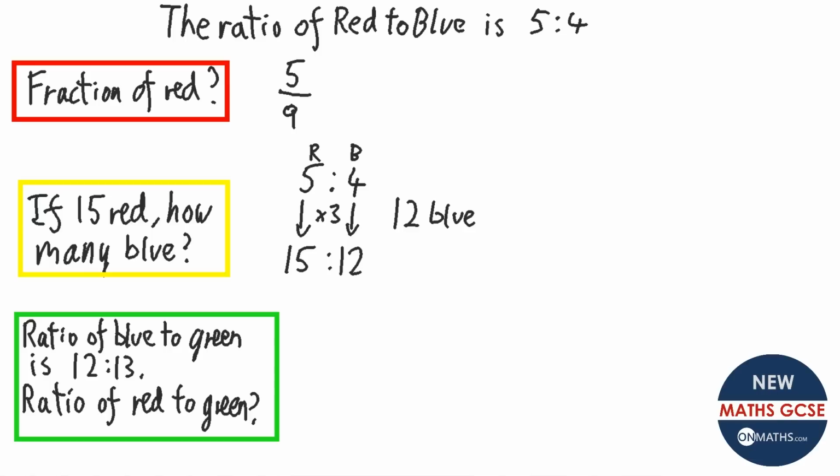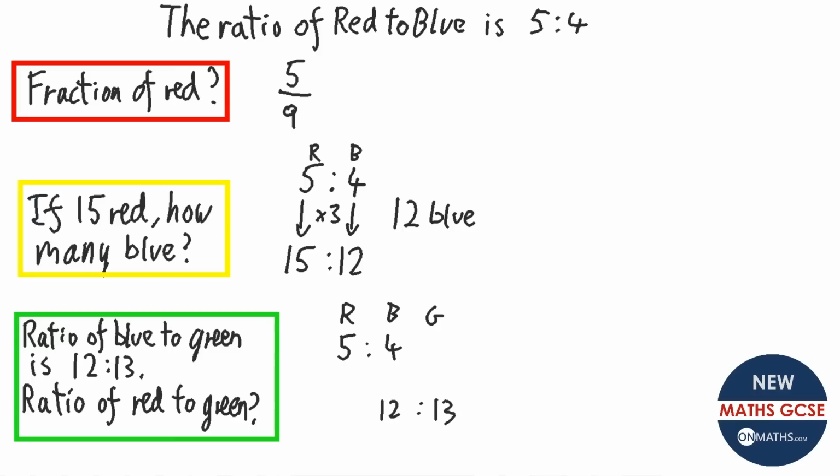It says the ratio of blue to green. Now we've not heard about this green before, but all we know is that the ratio of blue to green is 12 to 13, and find the ratio of red to green. So red to blue, we've already got in the question, 5 to 4, but we need to work out, well, we've got blue to green, so blue to green I'm going to put below, which is 12 to 13.